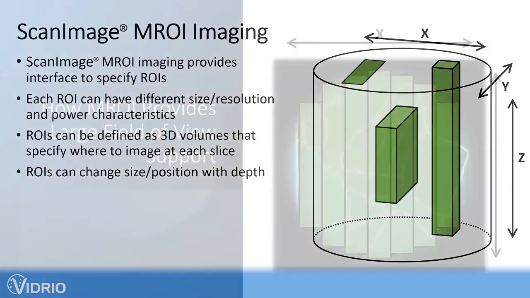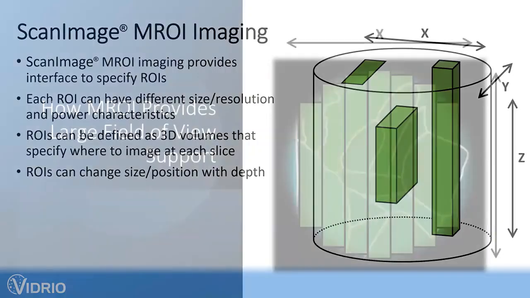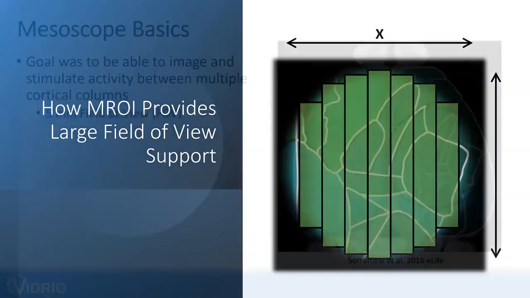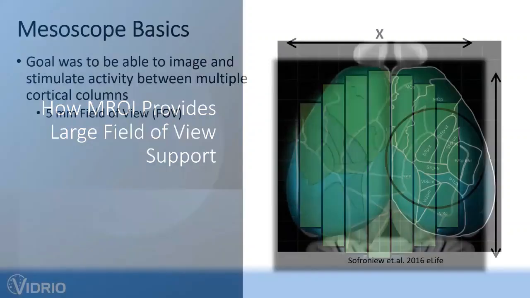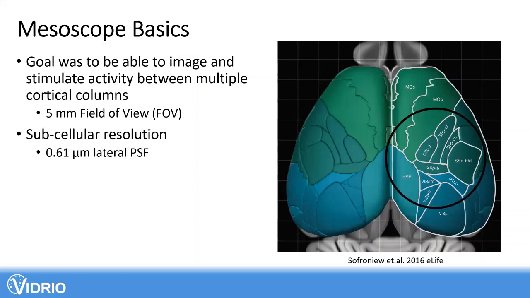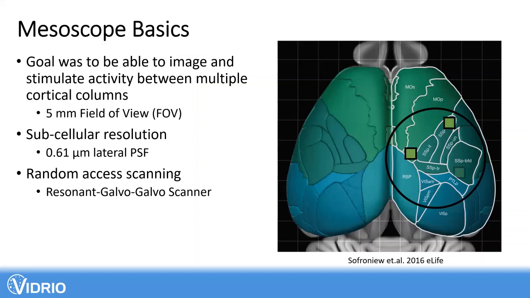One of the really big applications of this was on large field of view microscopes. Here I'm going to highlight Nick Sofroniew's mesoscope work in Karel Svoboda's lab. The goal was to be able to image and stimulate activity across multiple cortical columns. There's a 5 millimeter field of view in this microscope with a special objective. They wanted subcellular resolution with a 0.61 micron lateral point spread function, and they needed random access with a resonant galvo-galvo scanner approach.